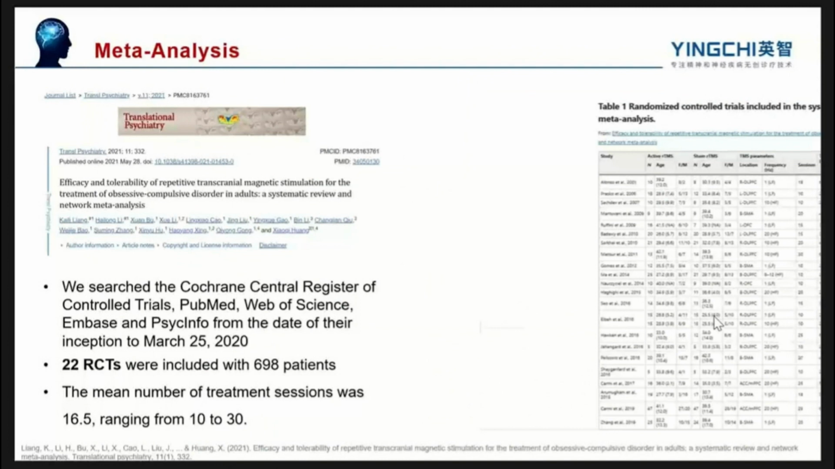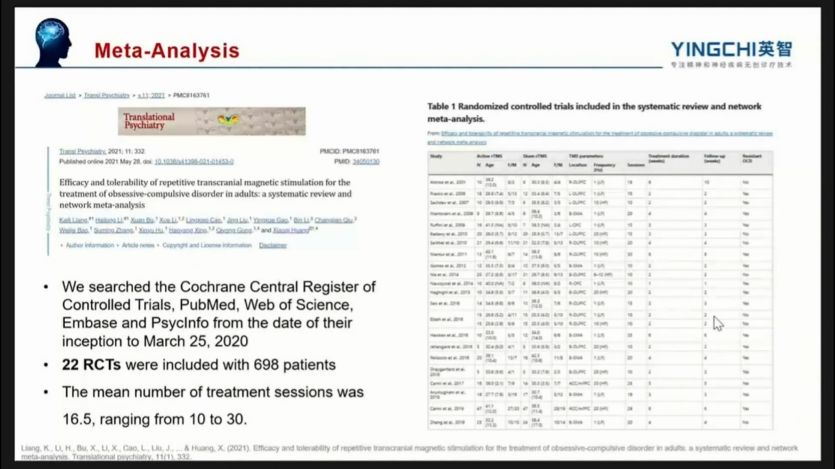And now there is a meta-analysis looking through the RCT studies published until 2020 March 25, and there are 22 RCT studies included, with 698 patients in this meta-analysis. And the mean number of treatment sessions was 16.5, ranging from 10 to 30. So this number can also be referenced in our clinical treatment.